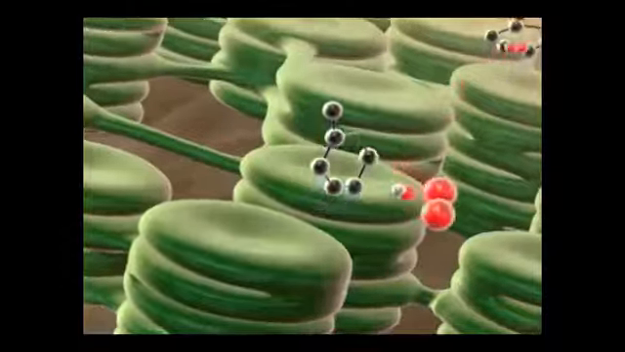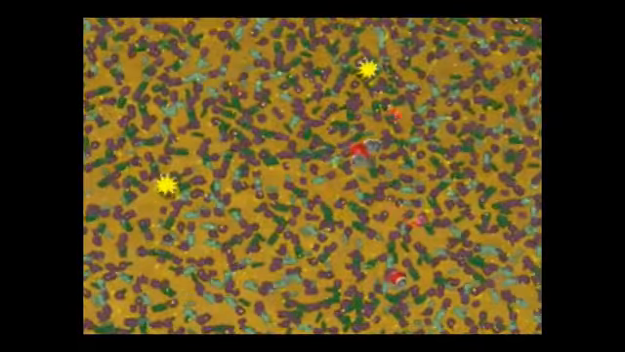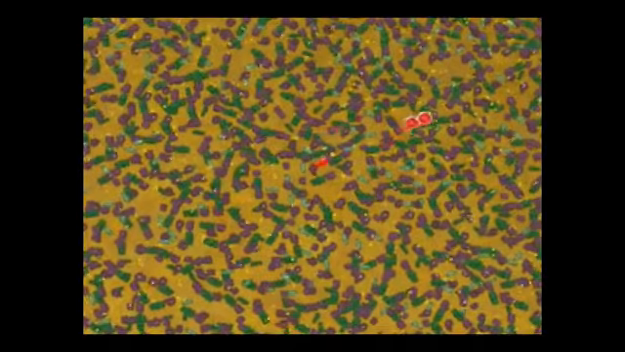Zooming into a chloroplast, we see these flattened membranous sacs called thylakoids. Here, light energy is converted to chemical energy in the first phase of photosynthesis, the light reactions.